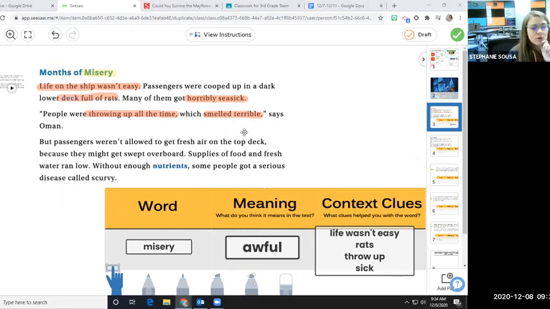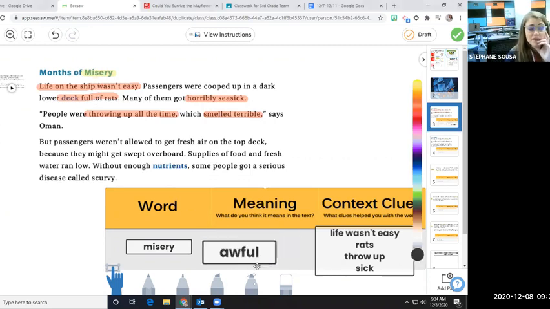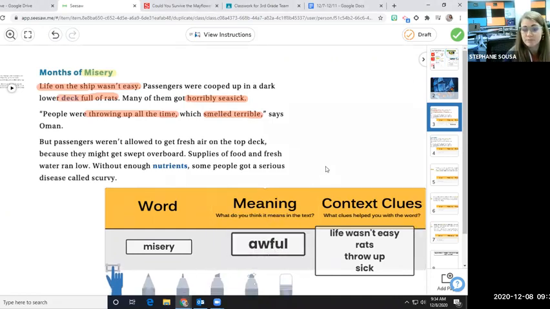So this is how you are going to complete your words and phrases on slides 4, 5, 6, and 7. You will highlight the parts of the text that gave you clues about what the word means. Okay, our word was misery. And then in misery, it was described that there was throw up, there were rats, people were getting sick, and they said life wasn't easy. To me, that sounds awful. So I think the word means awful. Okay. Questions on the assignment expectation on what you are going to do.